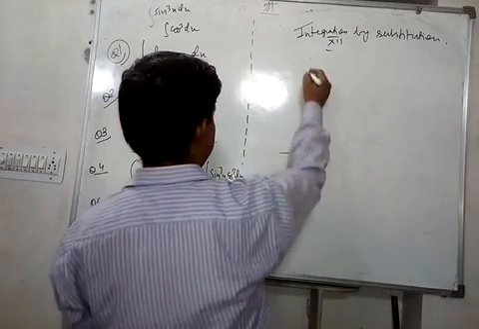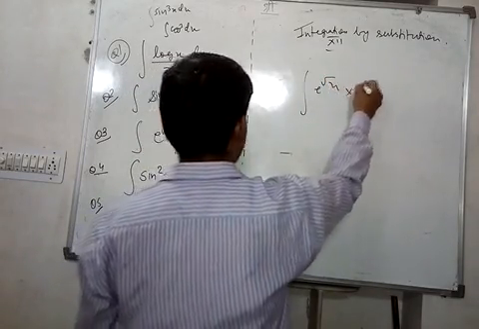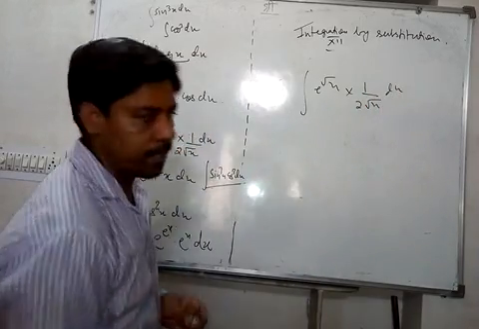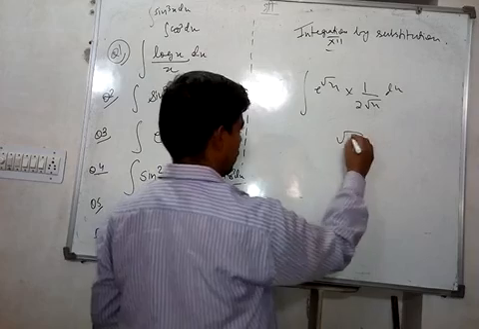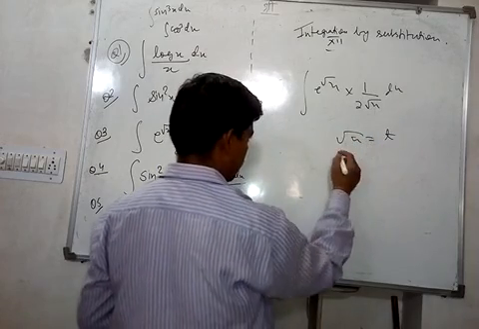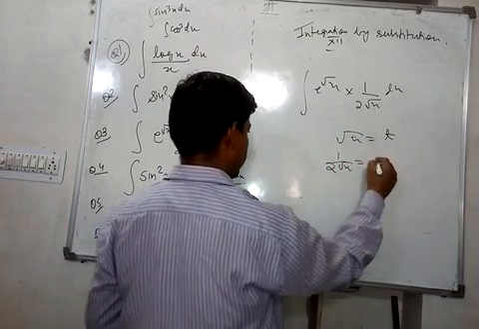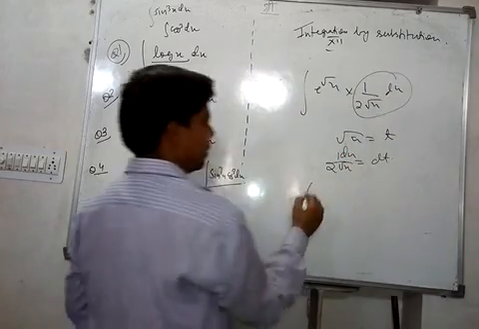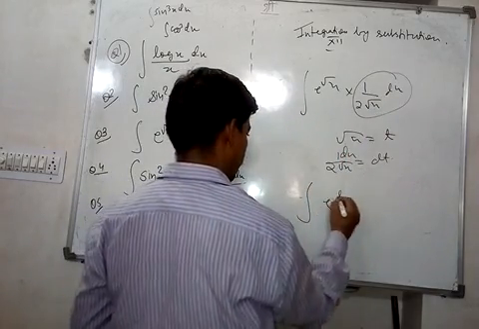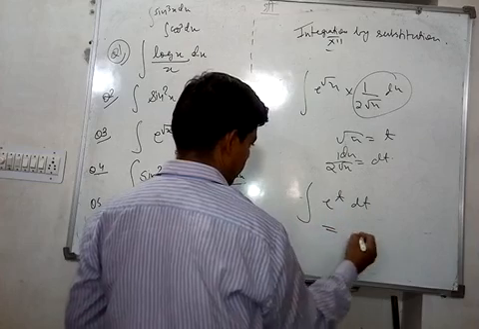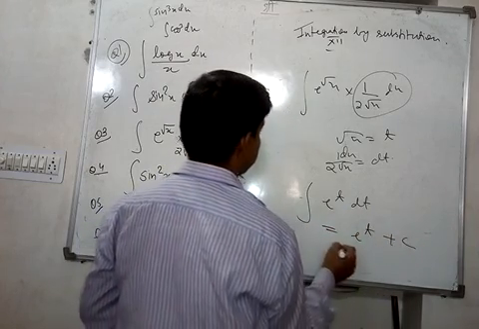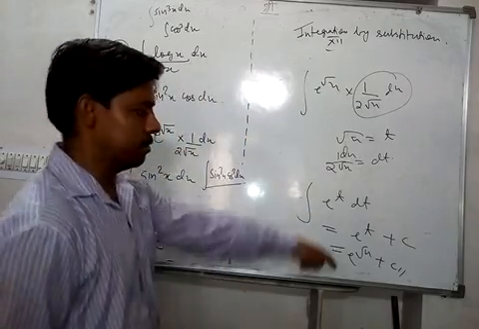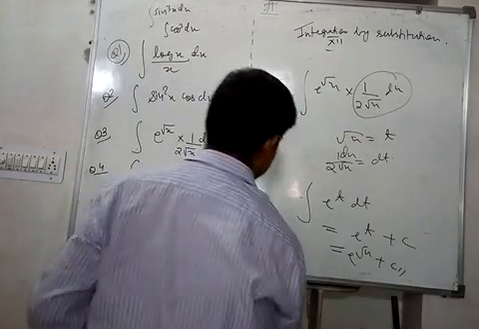We have this: e to the power root x into 1 upon 2 root x dx. Again, you can take root x is equal to t. So you differentiate this, you get what? 1 upon 2 root x dx is dt. This is dt, this is t. So e to the power t dt. This can be integrated as e to the power t plus c. So the integration is e to the power root x plus c. See how it is reduced. Okay. Next question.